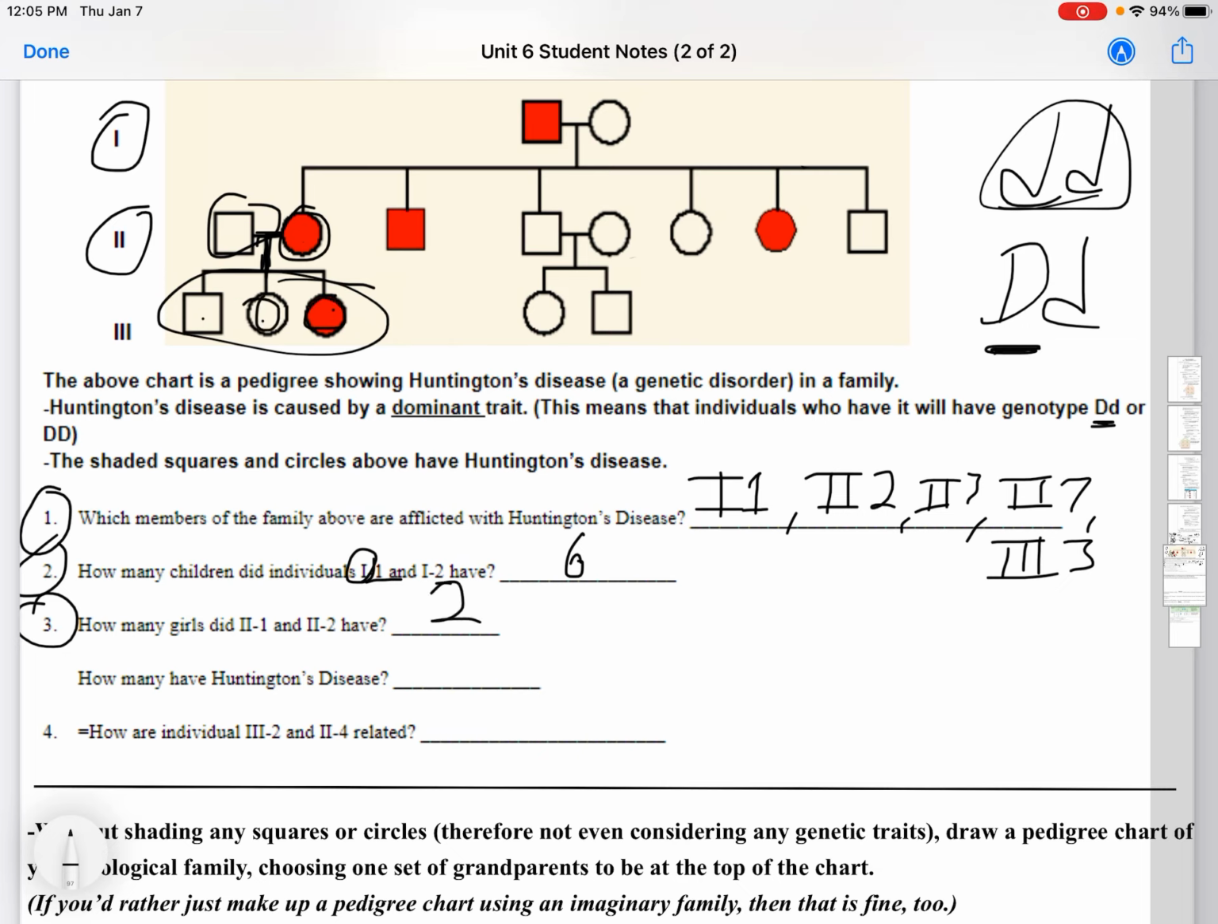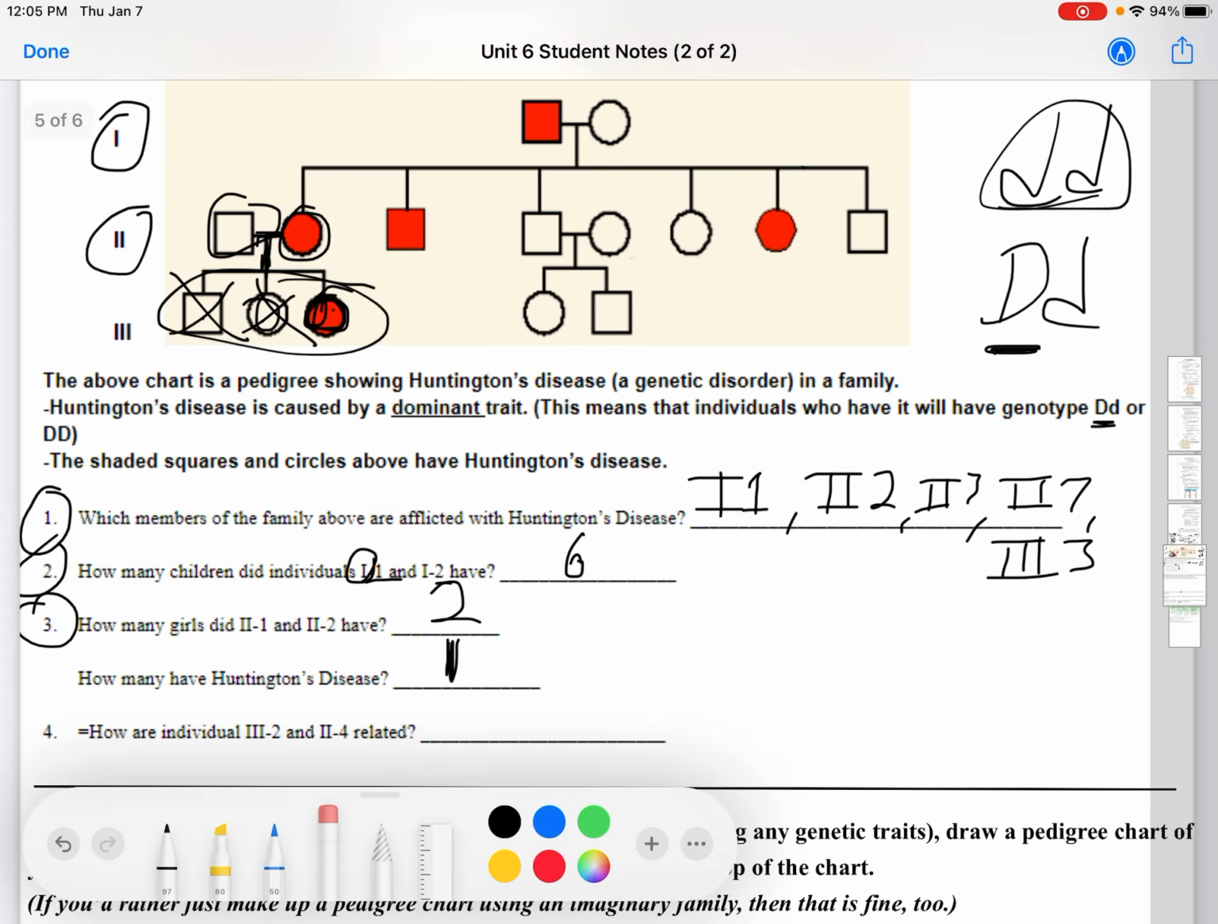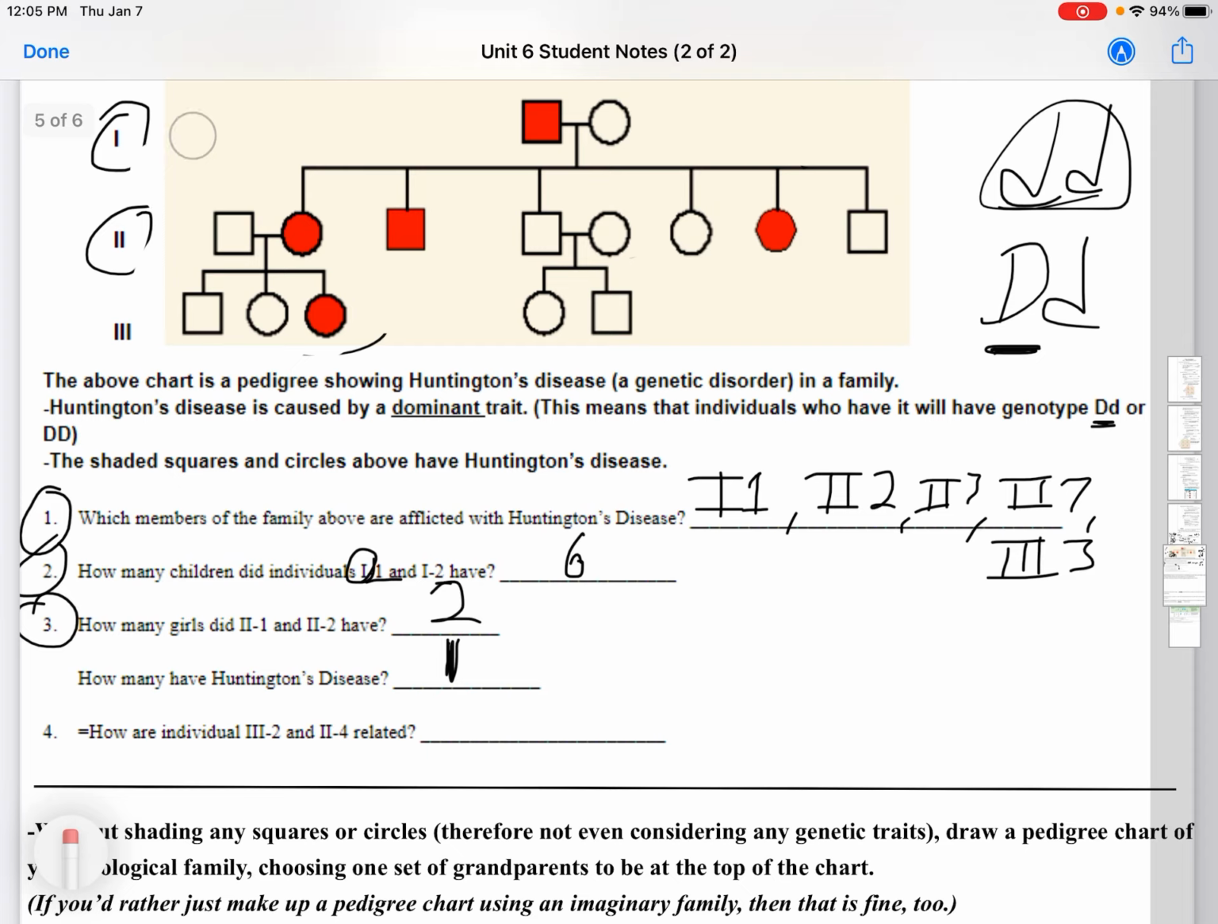They have 2 girls. Now, also in there, how many of those have Huntington's disease? 1, because only one of those is shaded in, right? Not shaded, not shaded, shaded. So of those offspring, only 1 has Huntington's disease, just like old mom here. All right, so now this is a hard one. So this is just reading the pedigree. Hopefully you kind of figured it out.